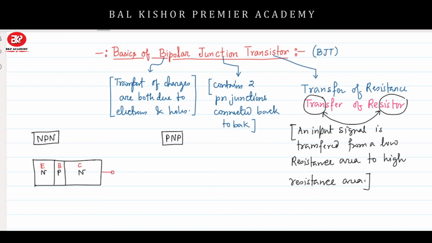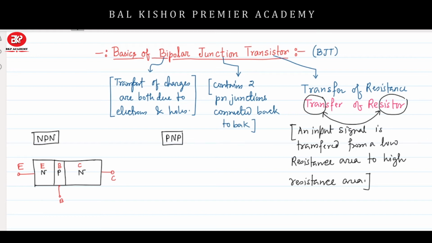So we can say this is the collector terminal, this is the base terminal, and this is the emitter terminal. This is a simple block diagram of an NPN transistor.